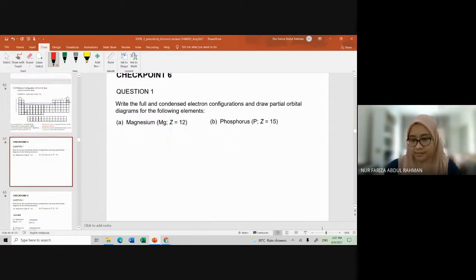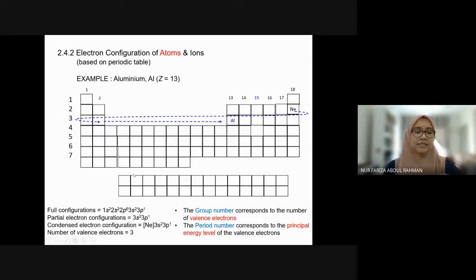Next let's move on to this slide. We have learned how to write the full electron configuration. We have aluminium, for example. This is how you write the full electron configuration for aluminium. And then this is a partial electron configuration. We have 3s2, 3p1. It displays only the highest sub-level being filled.